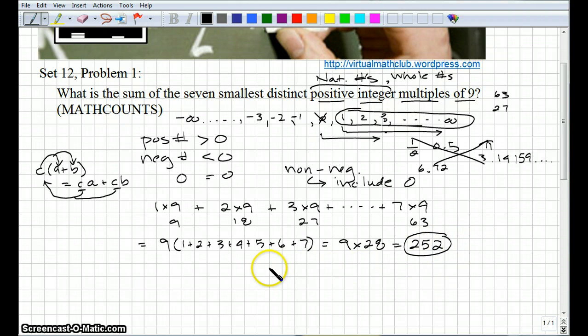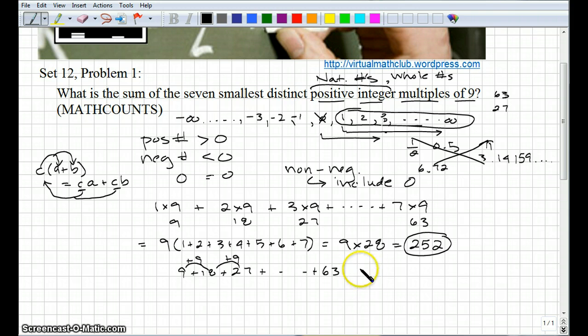Now, some of you may have watched my video on adding arithmetic series. Okay, and you'll notice that this is an arithmetic series because we've got 9 plus 18 plus 27 plus all the way up to 63. And if you look at the difference between consecutive integers, we've just got 9, right? We're just adding 9 each time. Okay? So if the difference between consecutive integers is a constant, then it's an arithmetic series, and we have a formula that we can use.